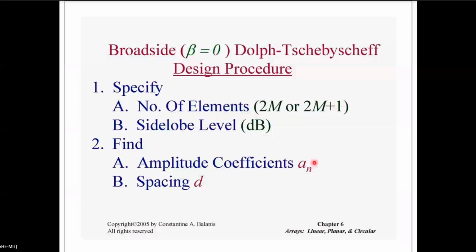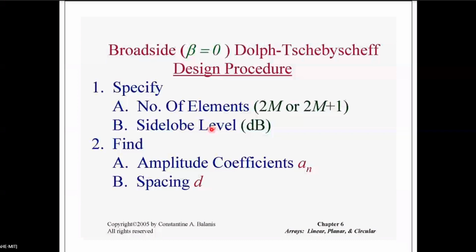Side lobe level, he may give it as, say, 10. That means the ratio of the maxima to the secondary maxima is 10. So what is 10 in dB? Sir, it's 20 dB. Minus 20.